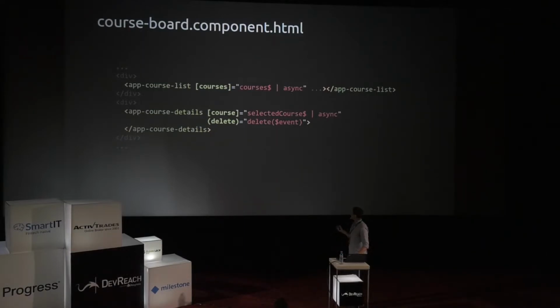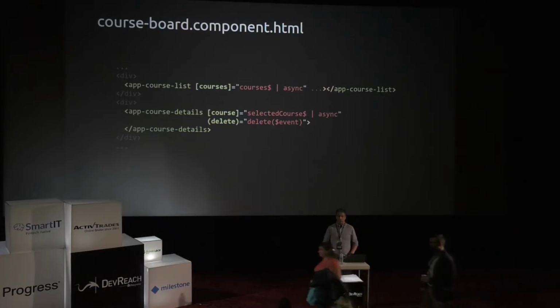Another thing is the async pipe here, which might be a bit confusing because it does a lot for us under the hood. So basically, the async pipe subscribes to an observable or to a promise. And when this observable emits a new value, it marks the component to be checked for changes by the Angular change detector. So that's what happens.